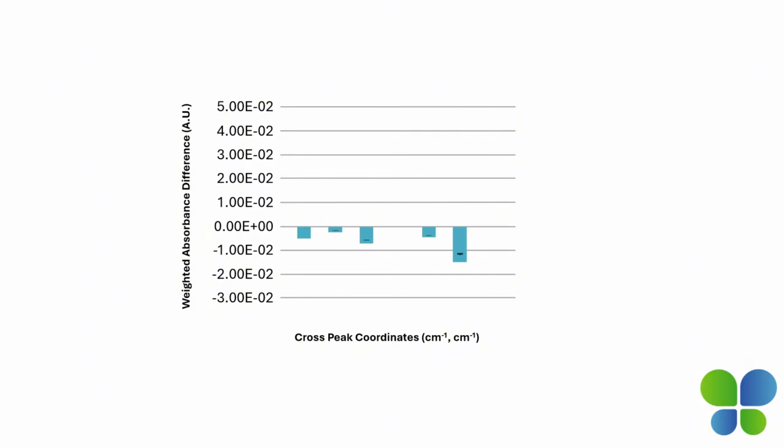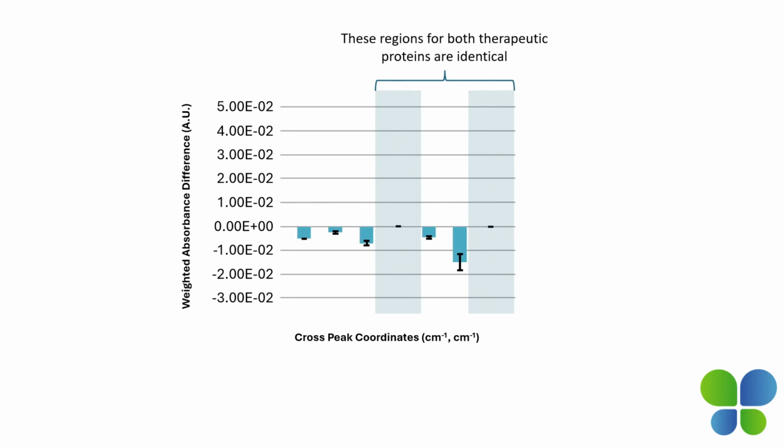The negative bars indicate regions of the sample protein that have greater content for the specific crosspeak coordinate, such as the secondary structure, amino acid composition, SASA, or glycan. More importantly, the graph also provides regions of the protein that are the same, as highlighted. Ideal for ICH Q5E comparability exercise.